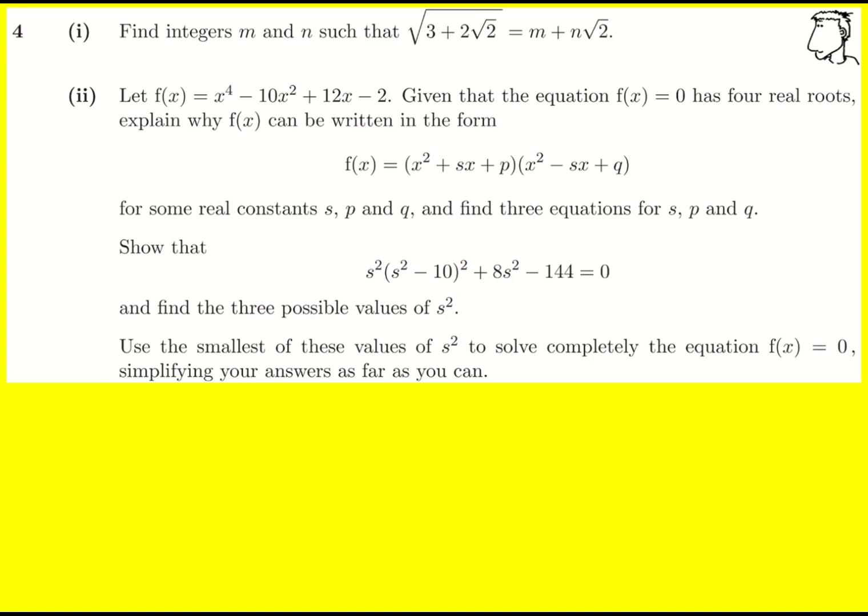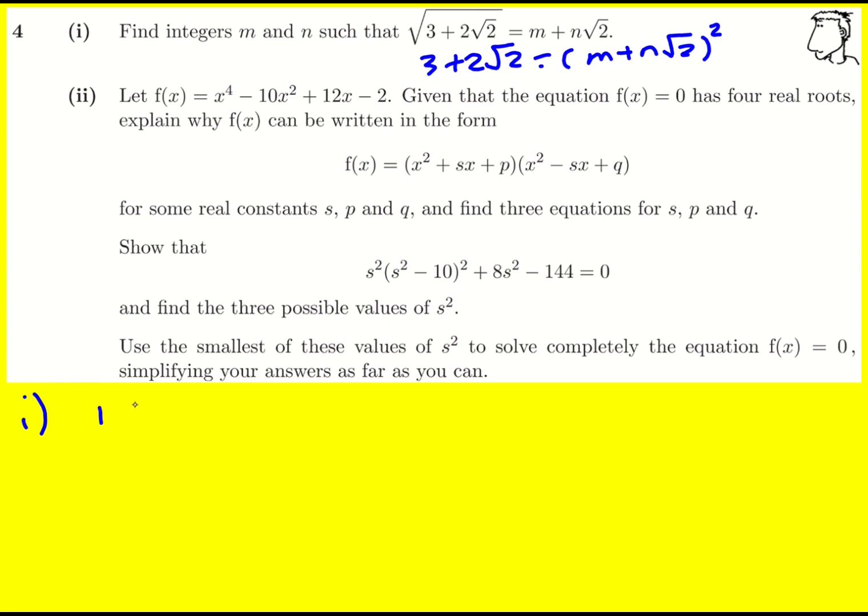So to start with, we're asked to find integers m and n such that this is true. By the way, if this is true, then it must also be that this is true. We can square both sides. And in fact, that's going to be my first method I'm going to show you for dealing with this. We could just try some numbers out. The left-hand side is quite small, so m and n are probably going to be quite small.